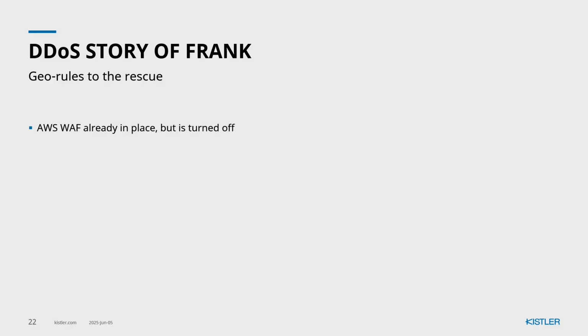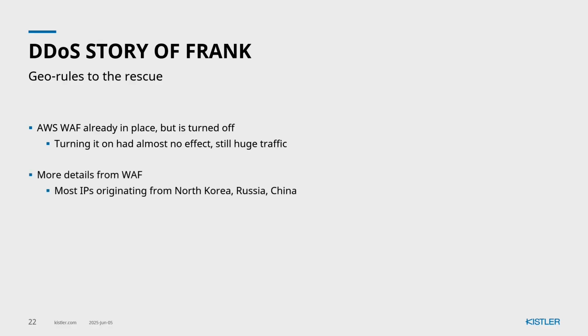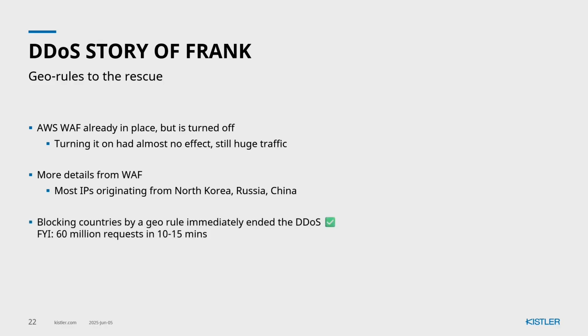He already had a web application firewall in place, but again, it was turned off. So he turned it on with the best hopes, but still huge traffic. So what's the issue here? He went to gain some more details from the logs from the web application firewall, and he found out most IPs originate from these 3 countries. Well, he blocked them all, and it helped. Blocking those 3 countries was very good.